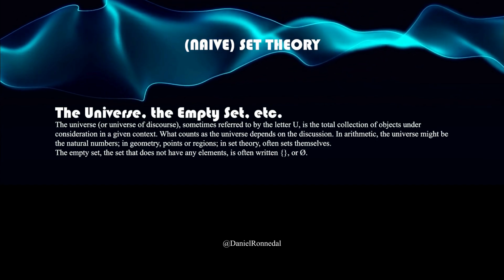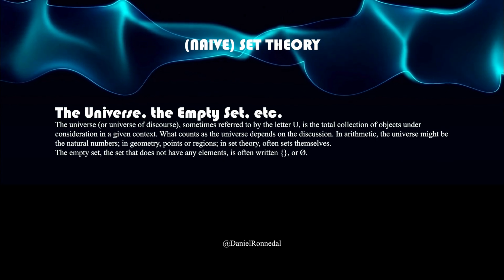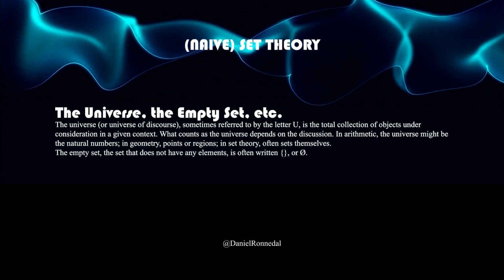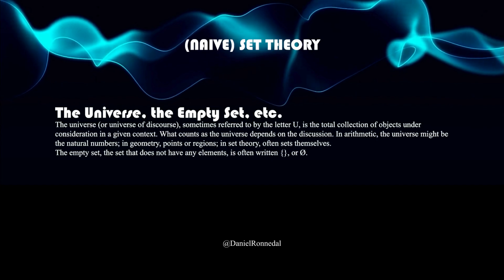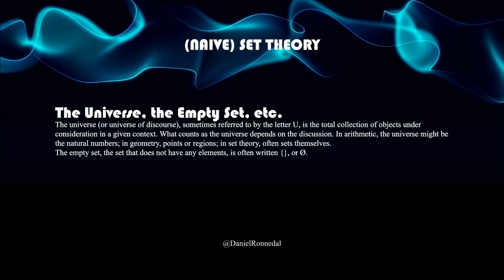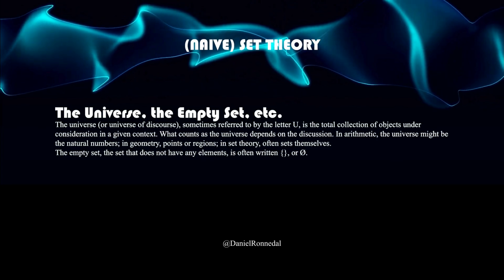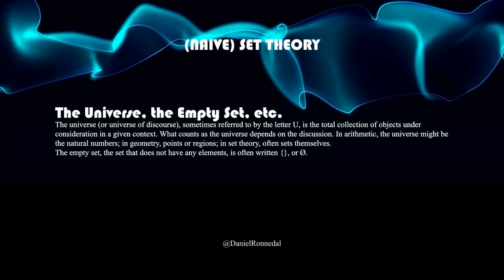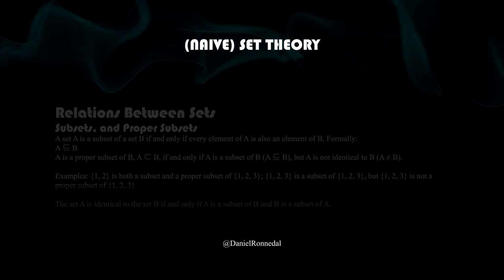What counts as the universe depends on the discussion. In arithmetic, the universe might be the natural numbers. In geometry, points or regions. In set theory, often sets themselves. The empty set, the set that does not have any elements, is often written as the left curly bracket immediately followed by the right curly bracket, or a slashed circle.